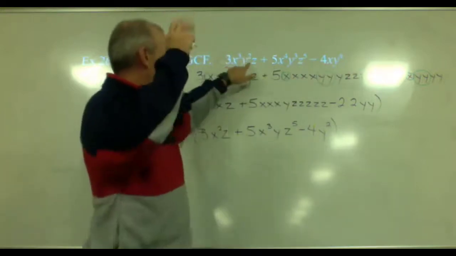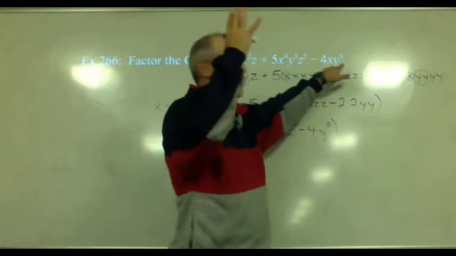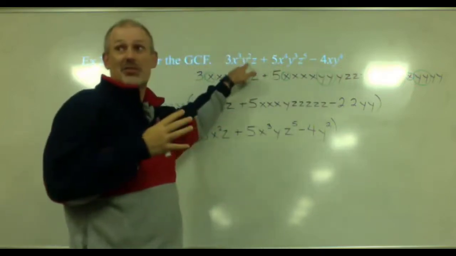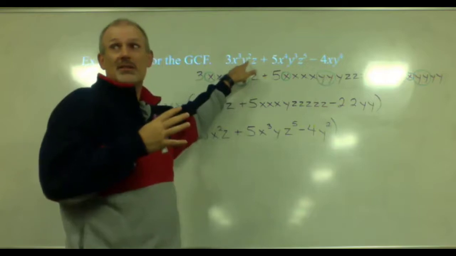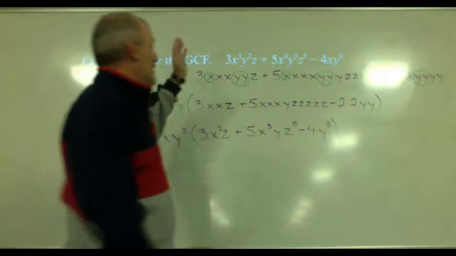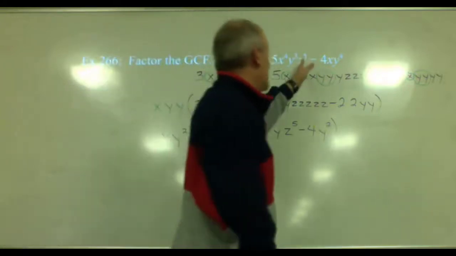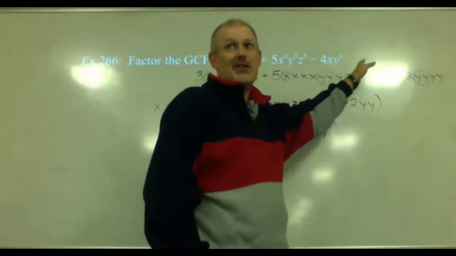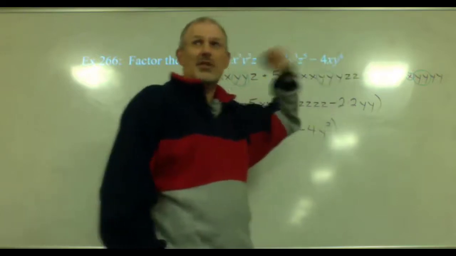Then we look at the exponents for the y's. I've got 2 y's, 3 y's, 4 y's. So I can only take out 2 because this one only has 2. That makes sense? So that's why we were able to take out 2 y's, y squared. And then we look at the z's, and we've got 1 z, we've got 5 z's, but here we don't have any z's. So we can't take out any z's. Okay, so that's kind of the thinking.